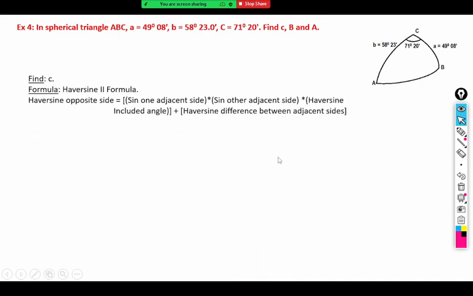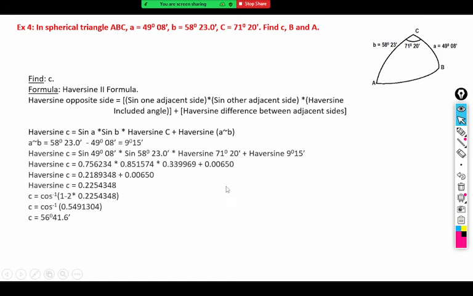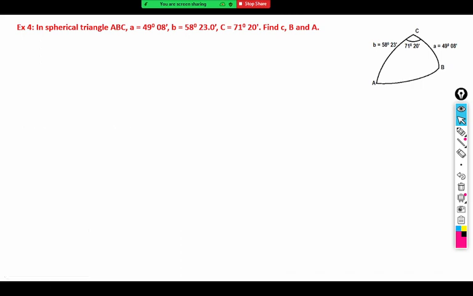So just follow the Haversine formula. Haversine of small c is equal to that, and replacing, you get the angle this way. This way you can get the required angle, and then you can go for capital A and capital B with the help of the Haversine formula. So I suggest this is the final answer.